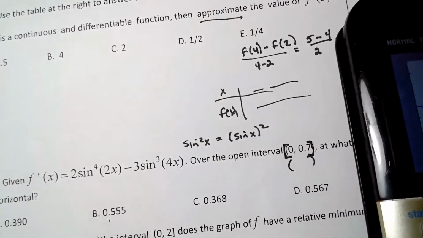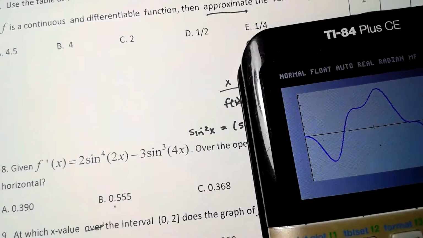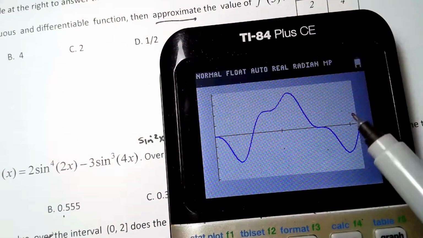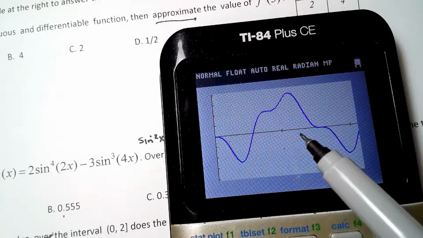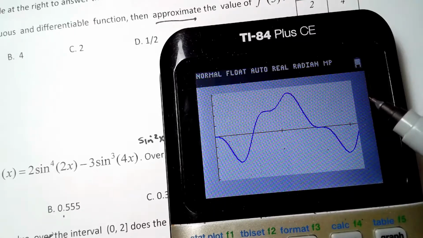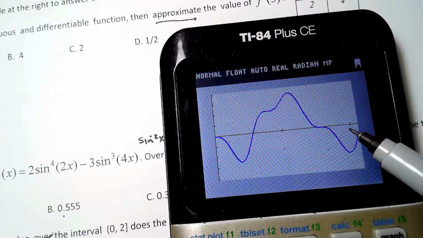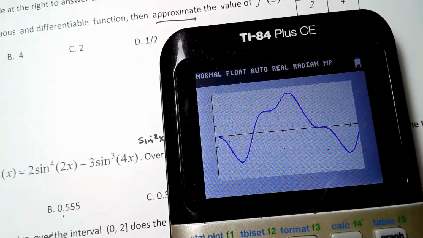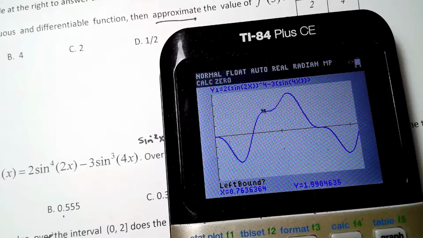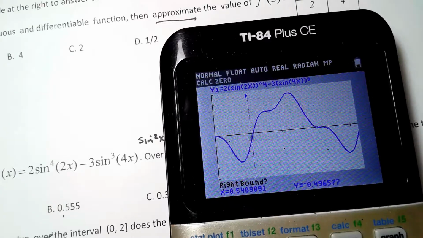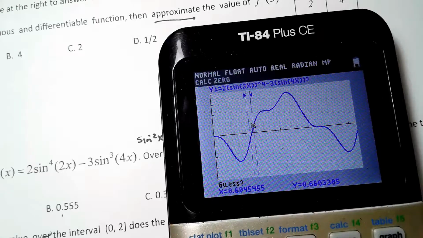Okay, so when do we have a relative minimum? We know we're going to have a relative minimum on the graph of f where the graph of the derivative goes from negative to positive. Well, that occurs here, and this is 2, but this is 2.1, so it's only going to occur right here. So if I do second calc, zero, to find that value, I'm going to go a little to the left, press enter, go a little to the right, press enter, and press enter one more time, and it looks like it's still at 0.567. Is that right?